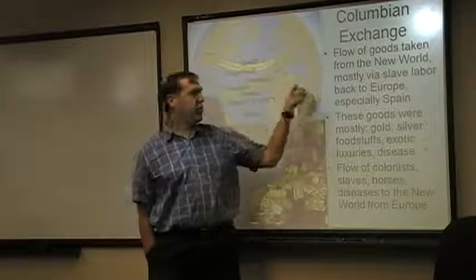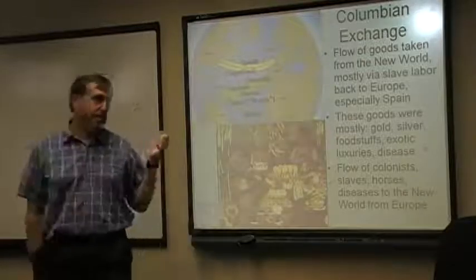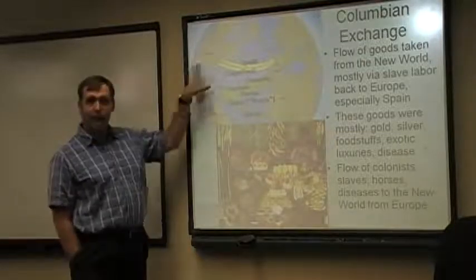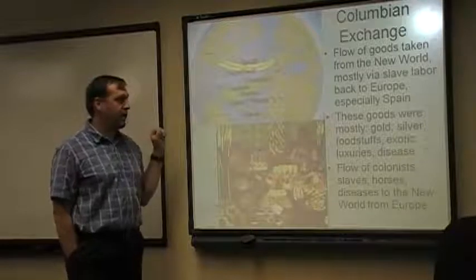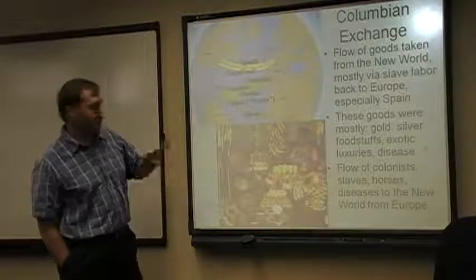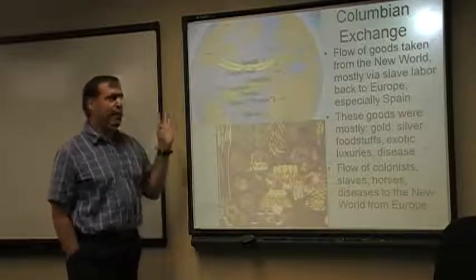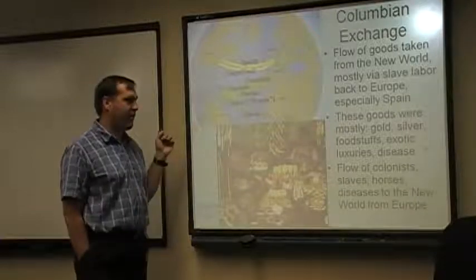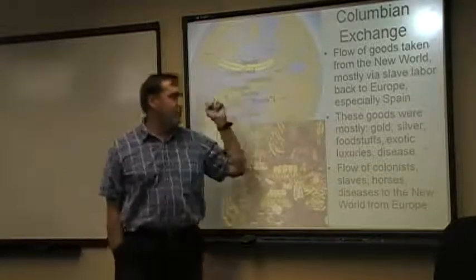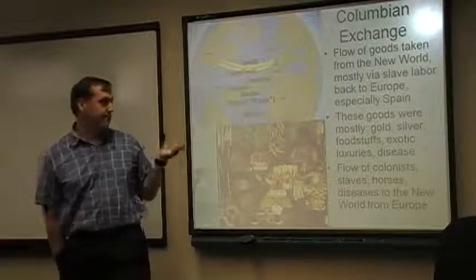Now, most of this is produced via slave labor. Initially, it's going to be, for the most part, red slave labor. The indigenous American Indians are going to be used. They will eventually be replaced by black slave labor from West Africa. But the entrepot for this is going to be, for the most part, Spain.